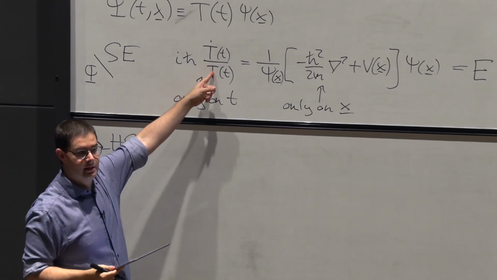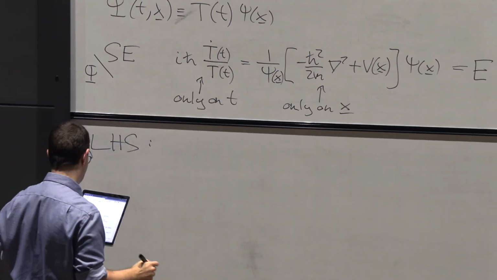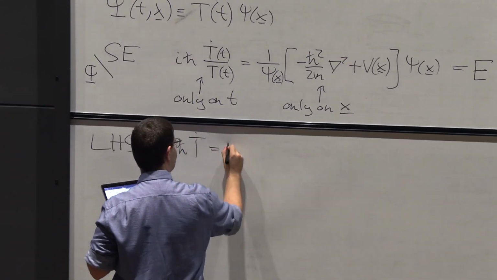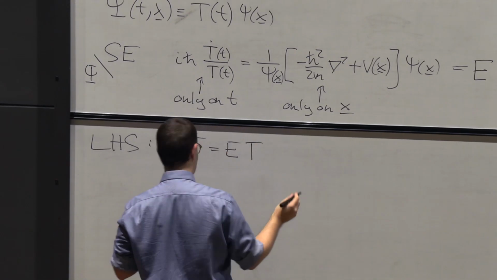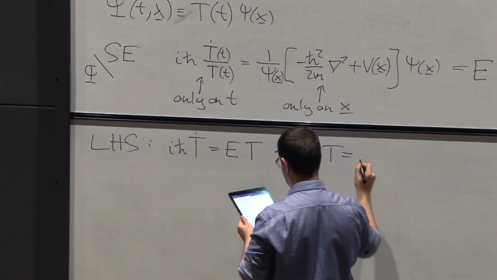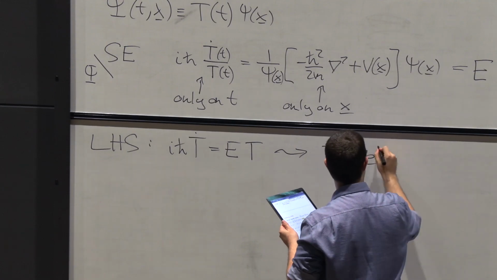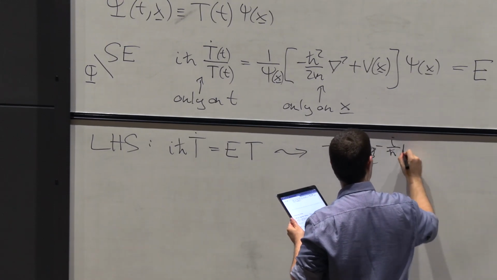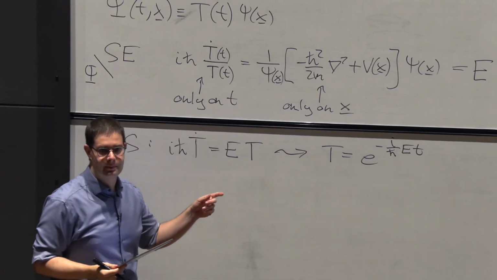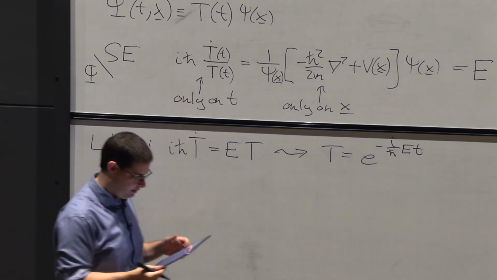That's an easy differential equation to solve. It says that i h bar T dot equals E T. Okay? With the solution that T is e to the minus i over h bar E t, up to a constant, but we choose to absorb that constant into psi. Okay?